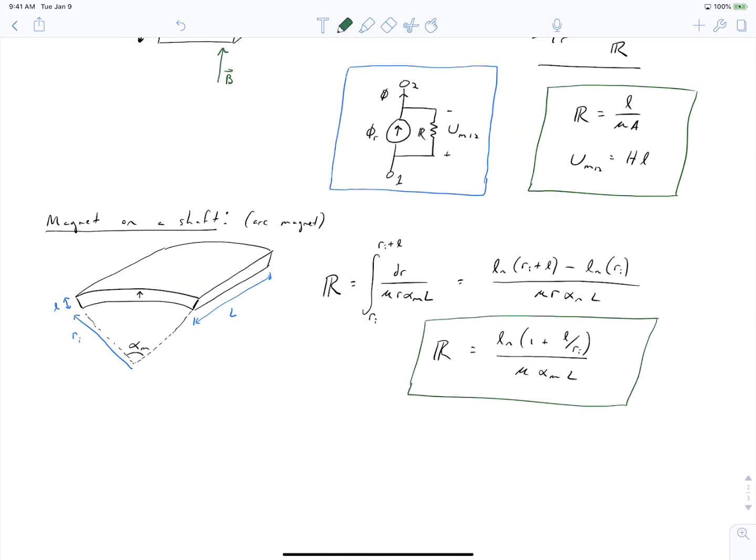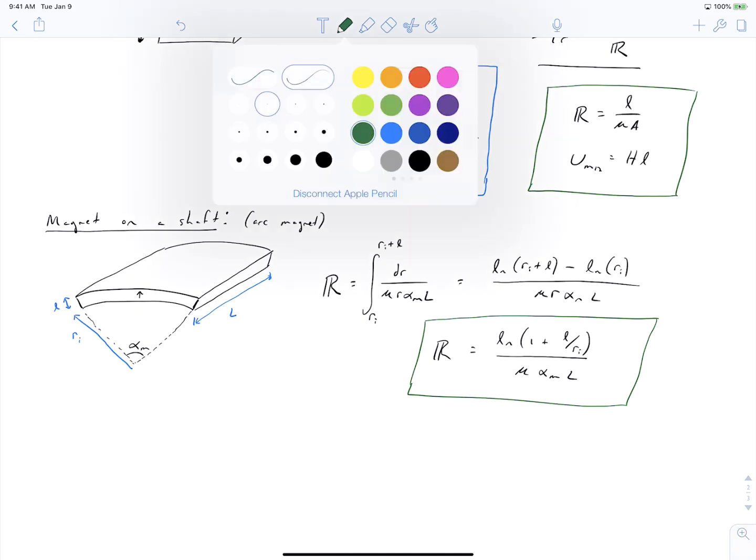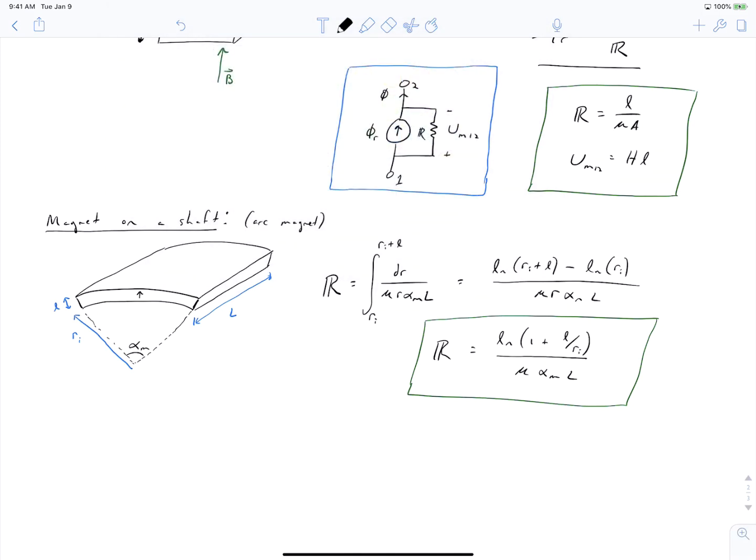So you can see that we can do things like this. We can use calculus to determine the reluctance for custom-shaped objects. And in this case, we worked this out in this video with you because it's going to come up time and again. We're dealing with motors, so we're dealing with magnets on shafts or magnets on laminated steel. The final thing that I want to talk about is the Norton equivalent and the Thevenin equivalent circuits.